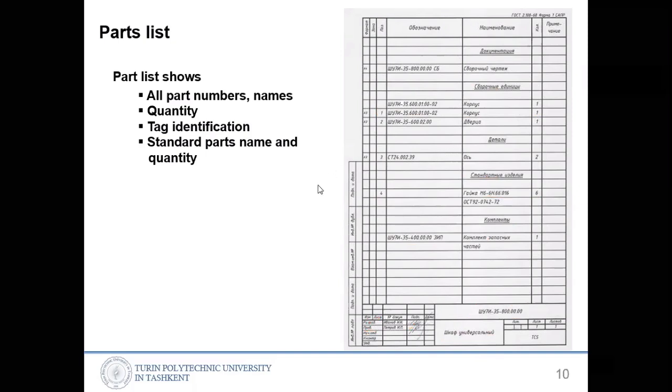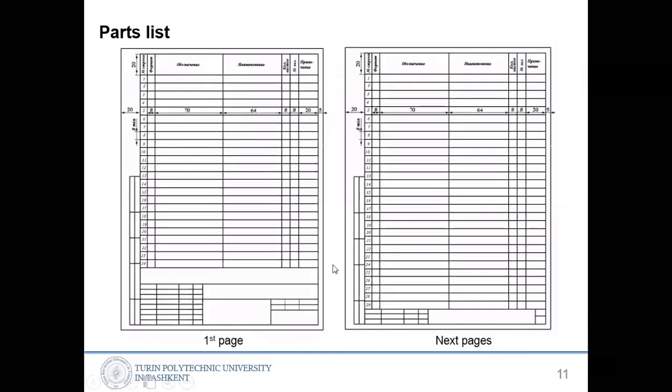But the next pages are easier. In the bottom here, this one is this type of title block, but here it is smaller. So on the next pages, you will have more lines, so you draw more rows.